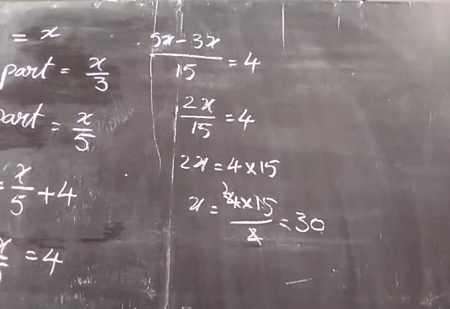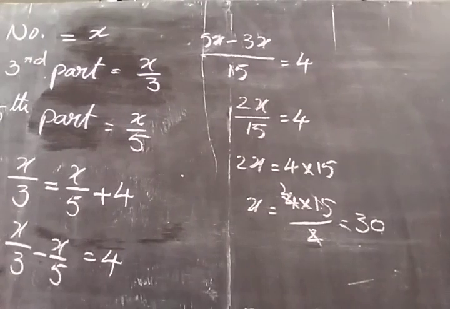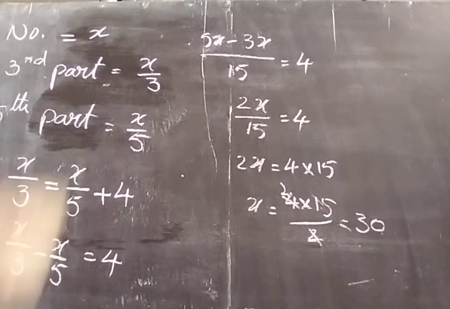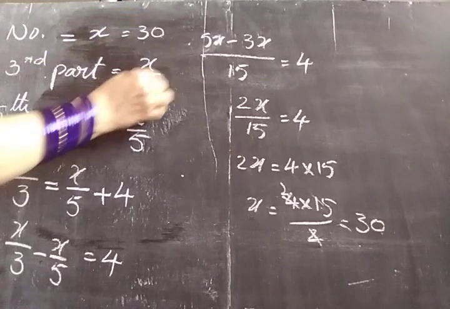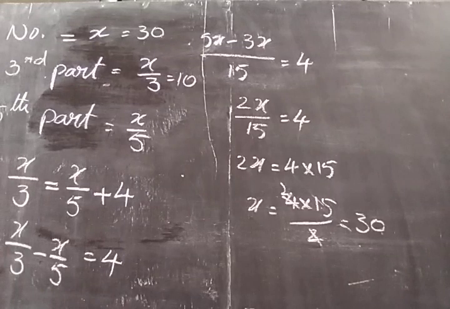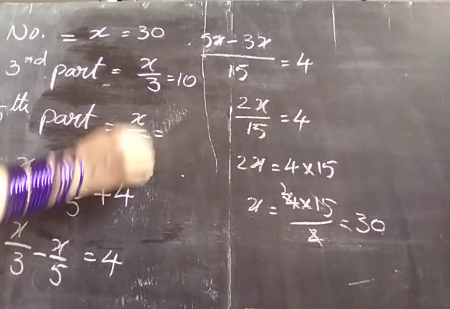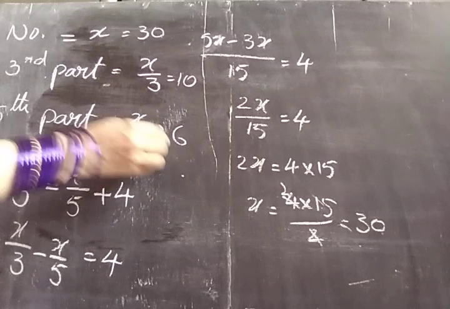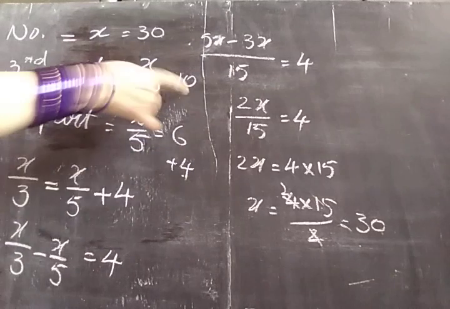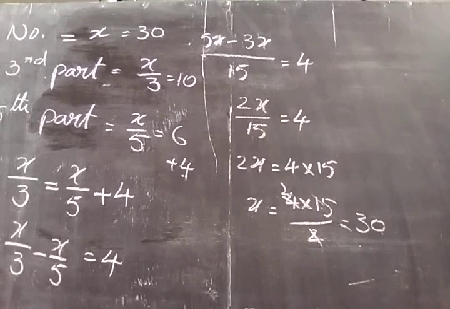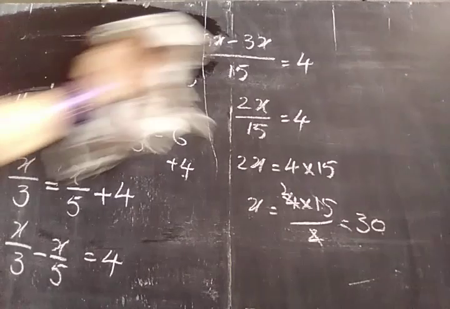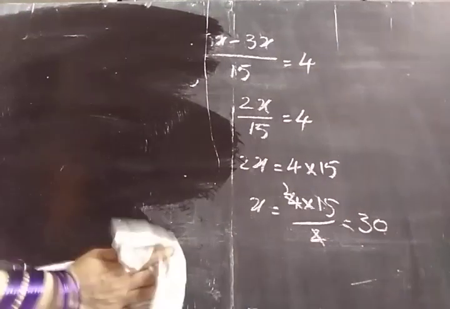See, once check it. The number is 30. Third part of that one is 30 by 3, which is 10 only. Fifth part is 30 by 5, 6 only. So 6 plus 4 is equal to 10. You got it now? Understood? So that is our solution. The number is 30 is the answer.